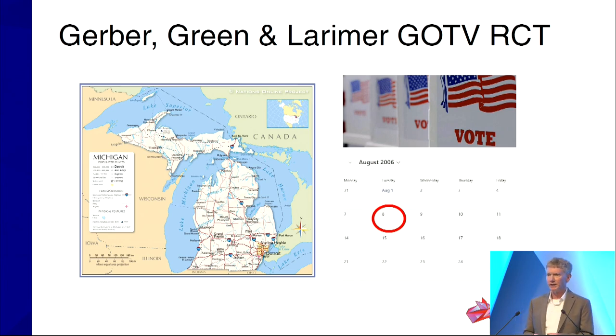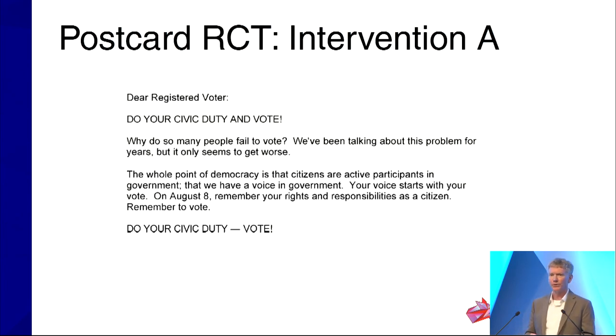And what they did was what's called a get-out-the-vote experiment. So in the run-up to the primary election in Michigan in 2006, the authors sent out different postcards to registered voters urging them to vote. And what they wanted to know was, which of the different messages was most effective? And they did it as an RCT, so they randomized which postcard different registered voters got. So some of them got what we could call postcard A, and if you were to read that, you would see it's a civic duty message. It's your civic duty to get out and vote.